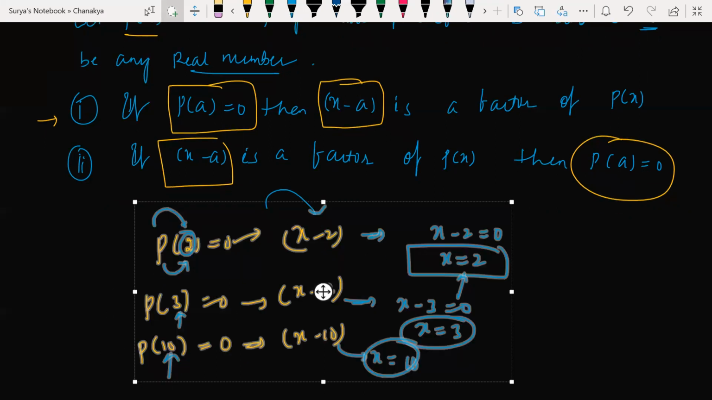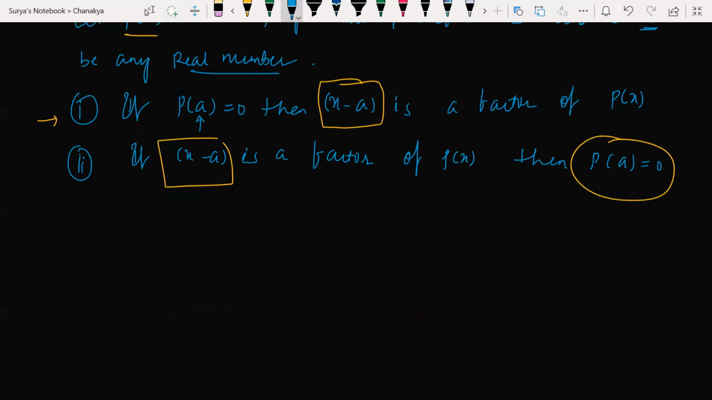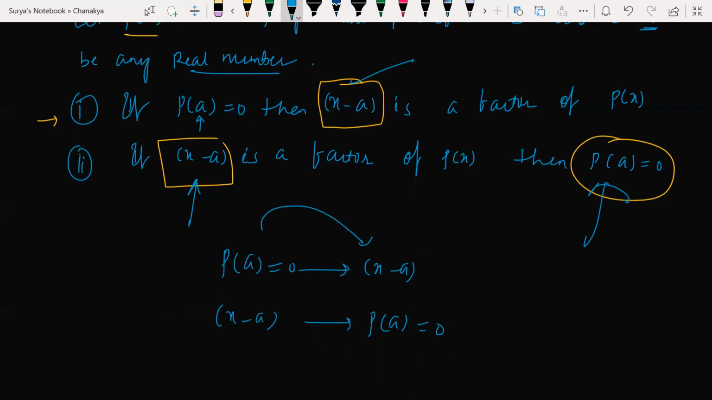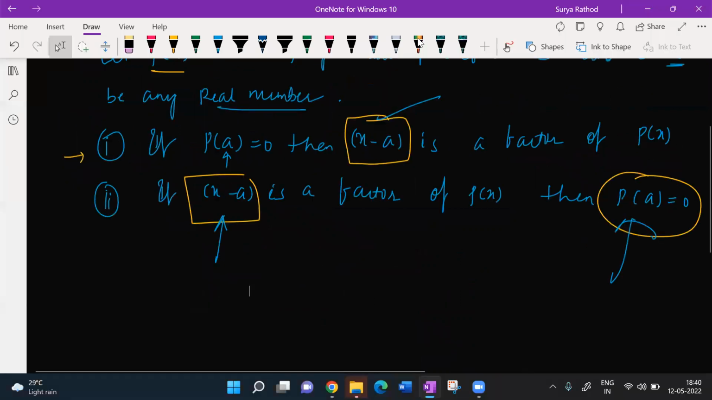Understood my point? Why are we saying x minus a is a factor? Here I'm writing a. If x minus a is a factor, then p of a would be 0. And if p of a is 0, then x minus a is a factor. Vice versa, if this is equal to this, then this will be this. Understood my point? Hope you got the point. Then the remainder has to be 0.